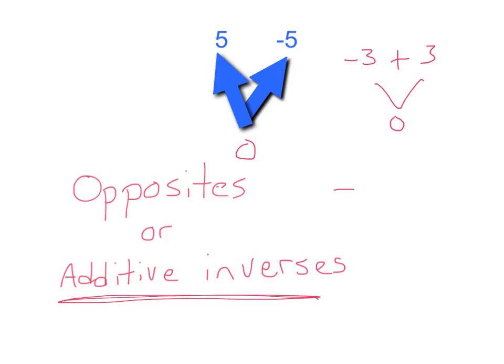Let's see, 7 and -7. If I add those together, they're going to get me 0. So anytime you add opposites, you get 0.